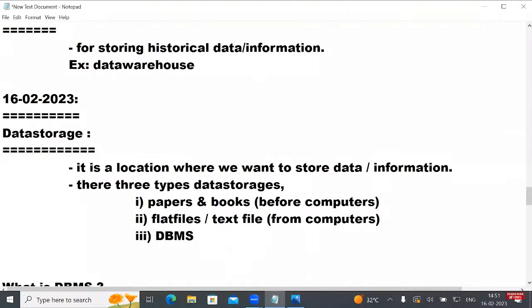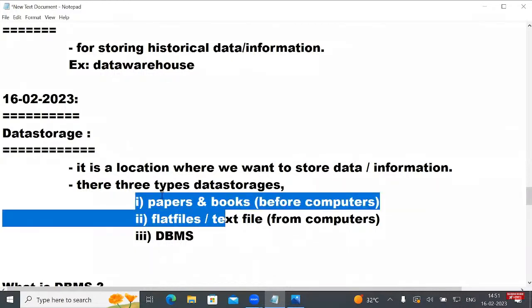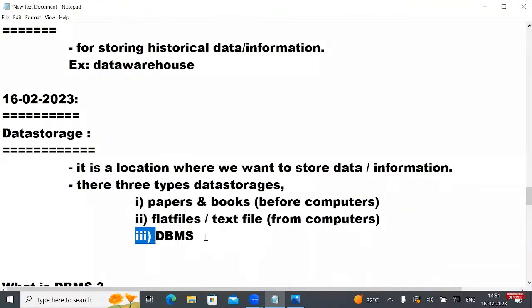one concept. The concept is called what now? DBMS, database management systems. So this concept was introduced by people to avoid the problems of flat files as well as the manual system, that is books and papers. These problems identified in these two methods were overcome by using DBMS. And DBMS, what is it, sir? It is called a software. DBMS is called what now? Software. Okay. So these are the three data storages.